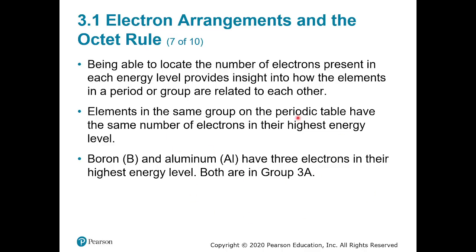All right. So again, being able to locate the number of electrons present in each energy level is going to provide insight into how elements in a period or a group are related to each other. What you'll notice is that when you go down a group, they have similar electronic configurations, similar spots those electrons are going to be in. And so they end up with similar chemistries. Elements in the same group on the periodic table are going to have, again, the same number of electrons in the highest energy level. Okay? It's the outside, remember that.